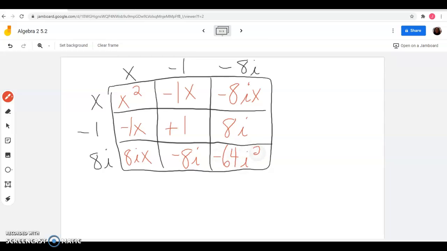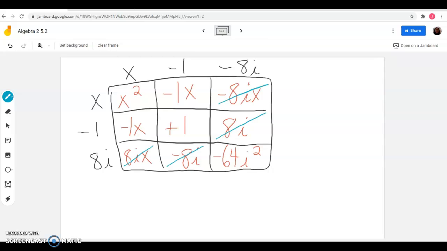64i squared. It's a lot of terms in there, and it may seem a little overwhelming and confusing at first, but I know you guys can get it. Key thing here: your i terms should all cancel out when you multiply something by its conjugate. And if you have i terms, they should cancel. So positive 8i and negative 8i cancel. Positive 8ix, negative 8ix cancel.